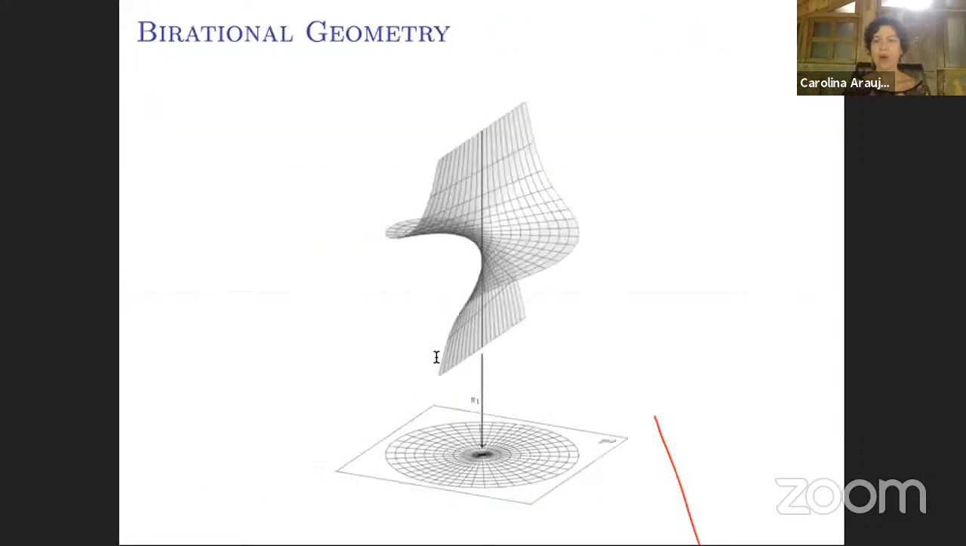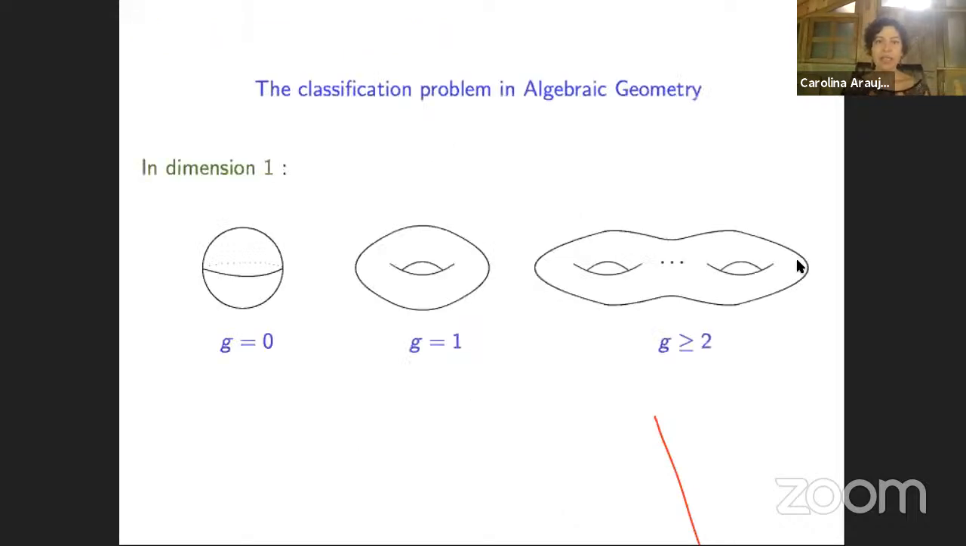But now I would like to argue that in birational geometry, the notion of automorphism is way too rigid for many purposes. I will try to explain this in these slides. So let me first explain what birational geometry is. This is a sub-area within algebraic geometry where we aim at classifying projective varieties. So let me discuss the classification problem in algebraic geometry.